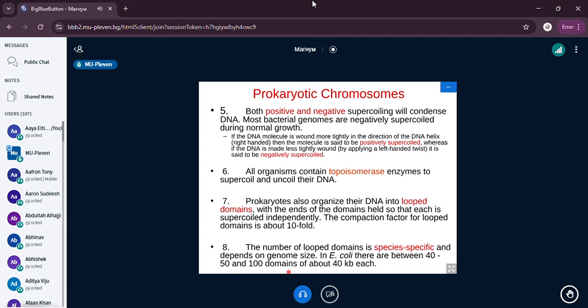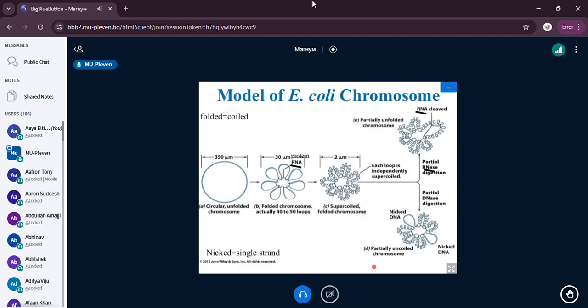How many looped domains there will be in the circular DNA molecule of a prokaryote is species specific, meaning for each species the number of loops is specific. It is established that in Escherichia coli, there are between 40 and 100 domains, and each of them is about 40 kilobases. And here is how it looks.